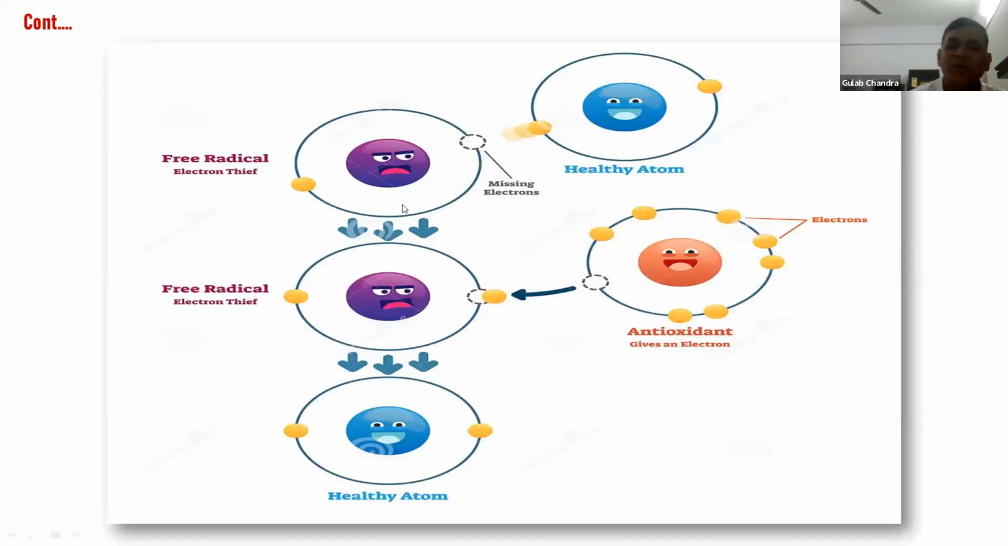Free radicals have one unpaired electron and always want to act as a thief and steal an electron from another healthy molecule. But if a sufficient concentration of antioxidants is present in the body, they donate the electron and make the free radical into a normal healthy cell.